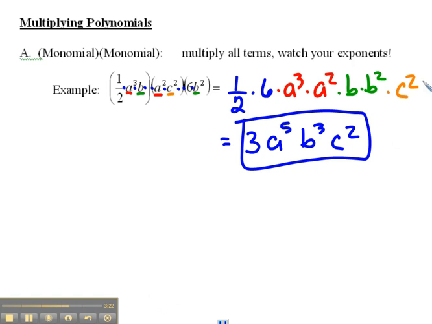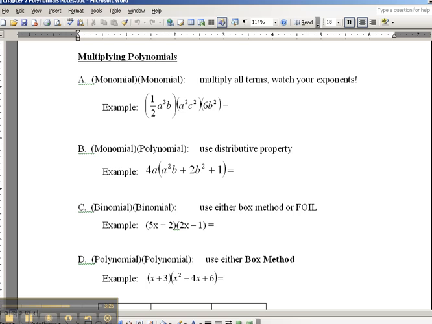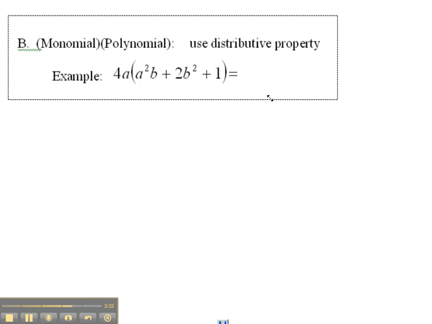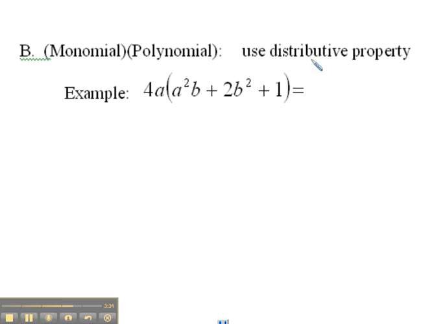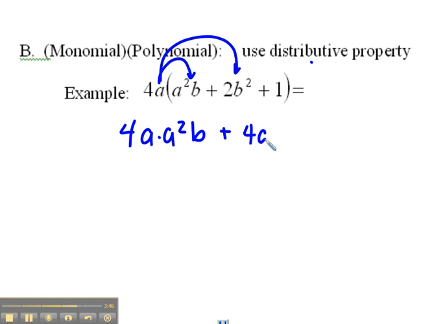Let's look at b. In b, we're multiplying a monomial by a polynomial. If you've got a monomial and you're multiplying by a polynomial, you're going to use the distributive property. Okay, so right here we get 4a times a squared b plus 4a times 2b squared plus 4a. Now you just need to simplify all of this in here.